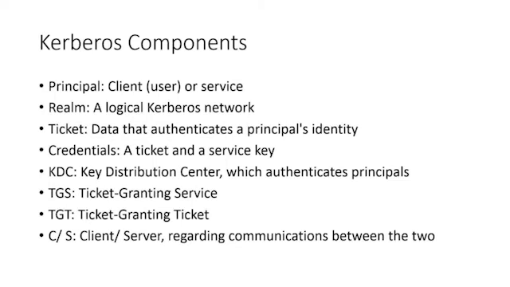Now we have something called a ticket. That is the data that authenticates the principal's identity. The principal, again being the client, they're going to get the ticket. That's what they're asking for. Now the credentials is a ticket and a service key that you're going to get from the KDC. We have a ticket granting service, which you talk to get this information. You have a ticket granting ticket, which allows you to talk to the ticket granting service. And then you have a client server, and that's just the communications between the two.